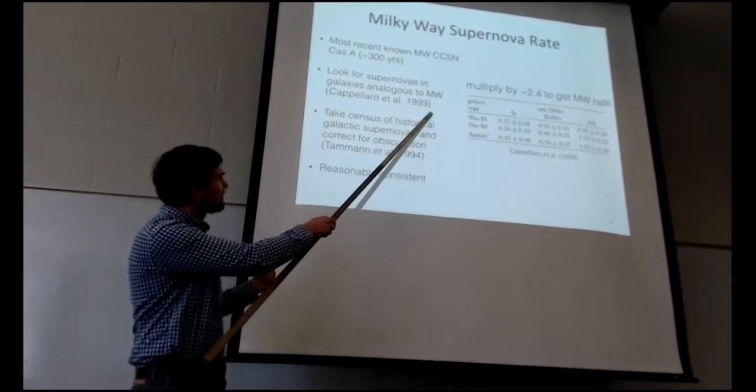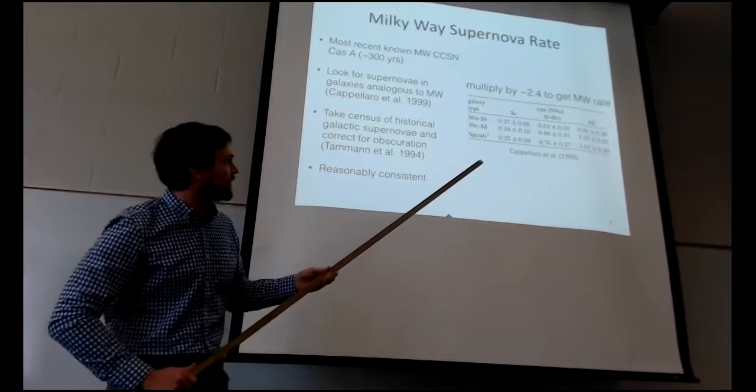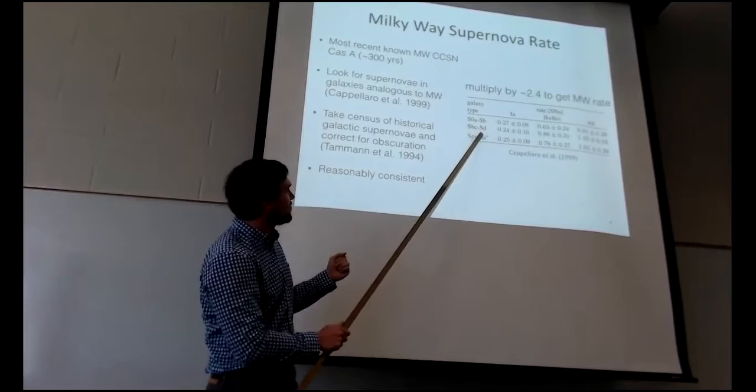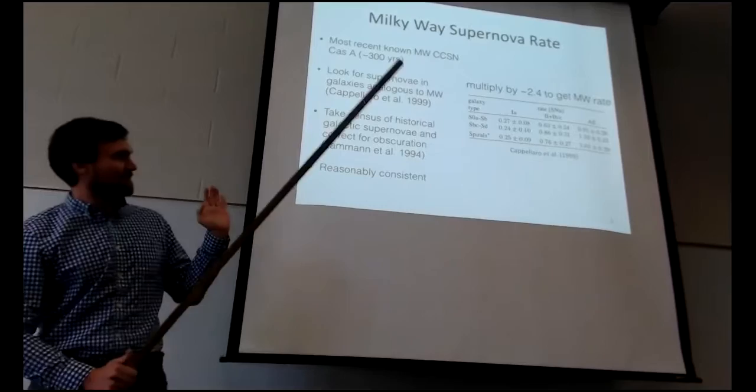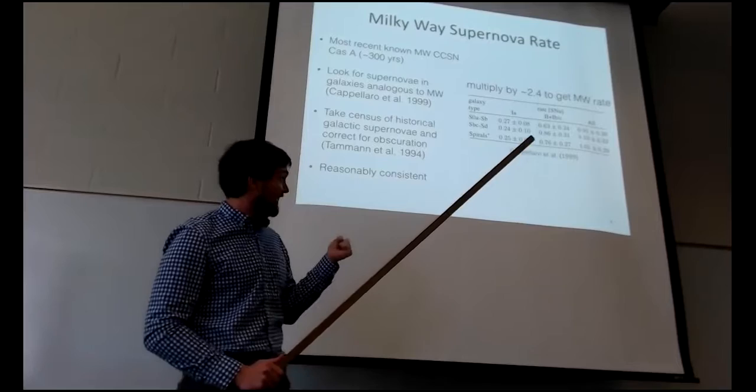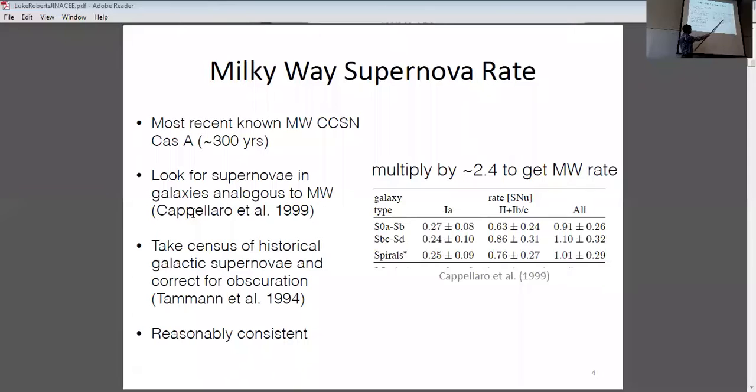But if you look at what the rate should be in galaxies that are somewhat similar to the Milky Way, you end up with something like 0.86 SNU, which is a supernova rate unit, for a 10^10 solar luminosity galaxy. And the Milky Way is about 2.4 times 10^10. So you get a rate of something like maybe 2 per century for these things. And so at 150 years, and not having seen one maybe since the 1880s, you think, okay, maybe it's more likely that we're going to see one.